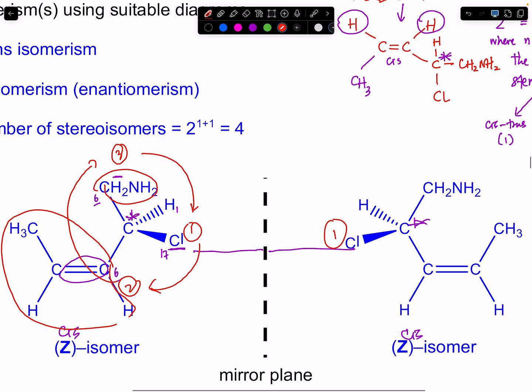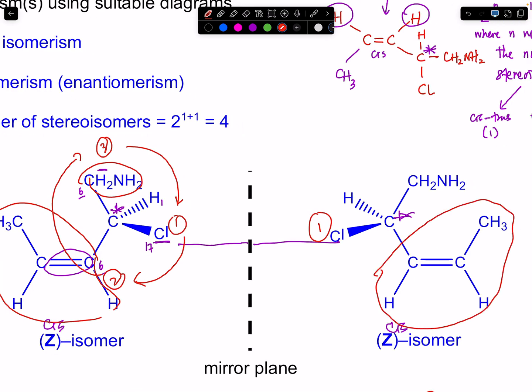Now you go over to the other side. Priority group number 1. This whole group here is priority group number 2. This whole group here, priority group number 3. So what direction is this? Anti-clockwise.